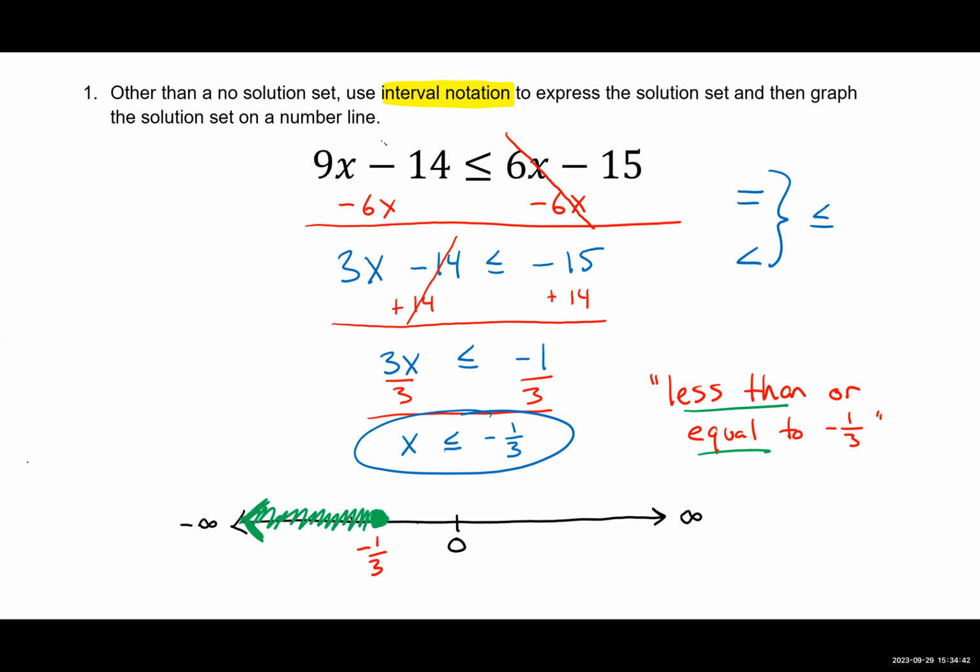If there was no equal to sign there, we would use an open circle, and then we would shade everything to the left. But in this case, we have an equal to sign, so we'll shade in that dot. And so now visually, this is basically a picture of the answer. A graph is a picture of something, right? This is a graph, this number line.